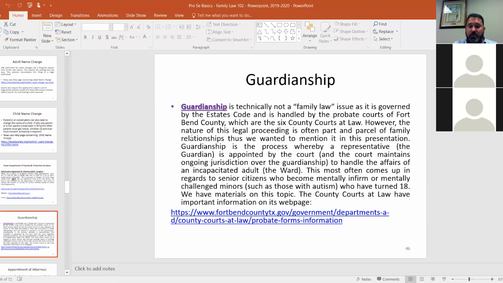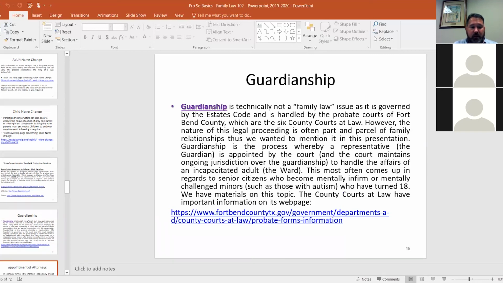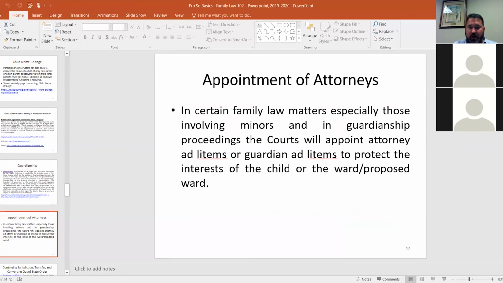We have information and forms regarding that. And there's also stuff on the court's website that you'll see on that link below. So it's an issue that's near and dear to family members, and I did want to mention that. Sometimes attorneys have to get appointed in family law cases at various times, and also obviously in guardianship cases.